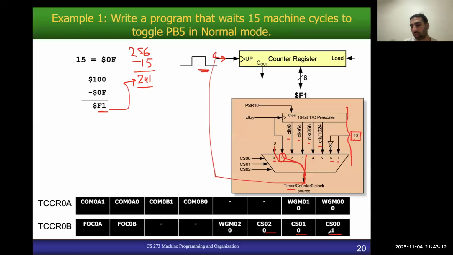Let me stop here because we are left with 2 minutes, and I will be covering this slide again in the next lecture. Okay. Any questions at this point? No.